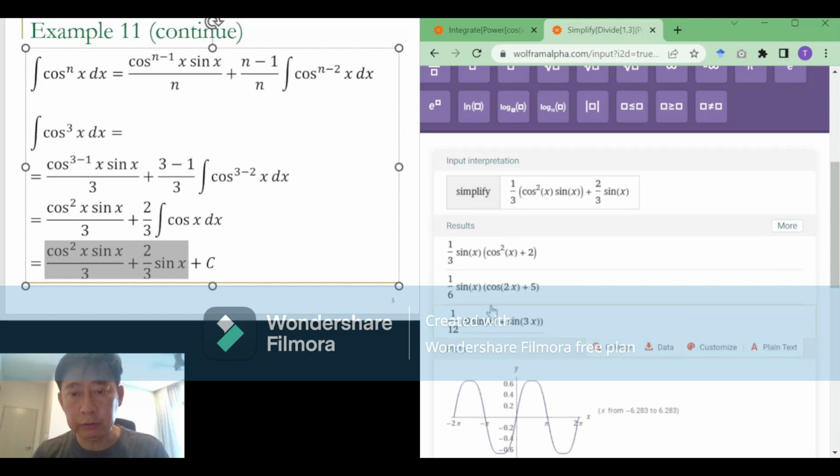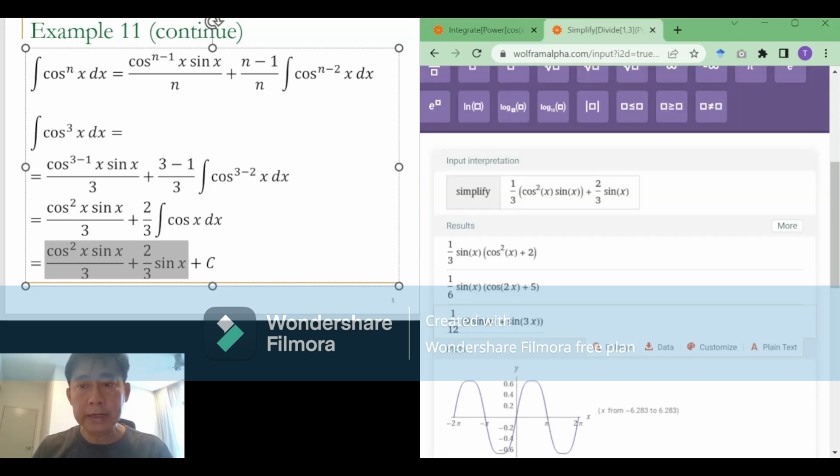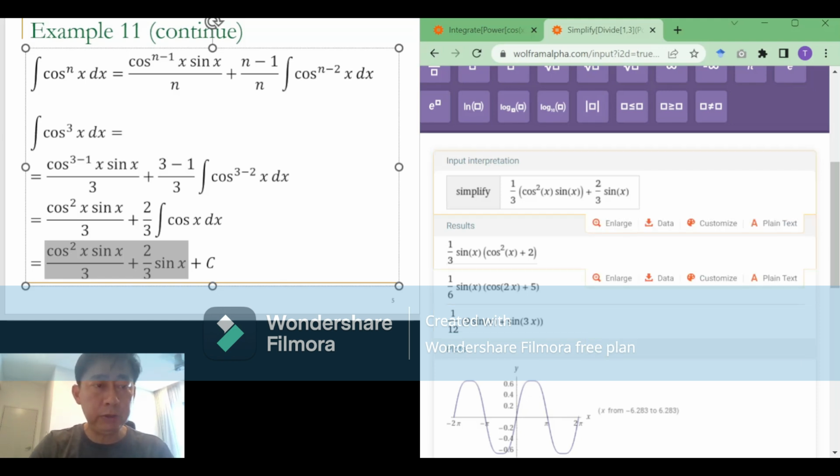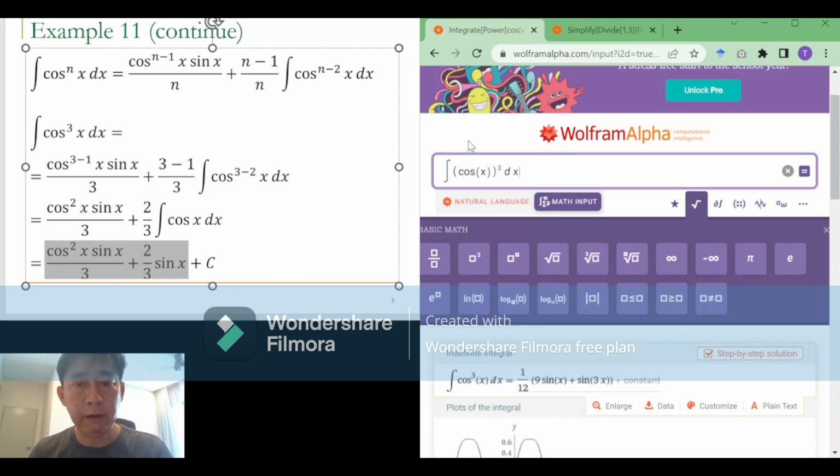These are the results of simplifications of the expression in example 11. And one of the examples here, the third output in the results, is exactly the same as the result provided by the output of Wolfram Alpha when it integrates cos power 3. So I have just shown you that the expression from the PowerPoint in example 11 is identical to the output of the integration of cos cube provided by Wolfram Alpha.